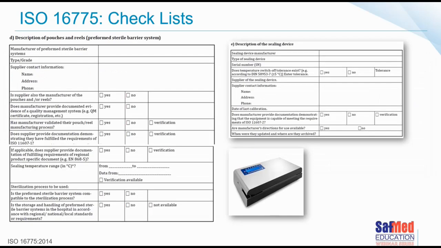Here we go. Descriptions, who supplies it? Is the supplier the manufacturer of it? The name of the company? All those details around the actual product itself. Then a description of the sealing device. What's the make and model? What's the serial number? Who supplied your heat sealing device? Very detailed information.